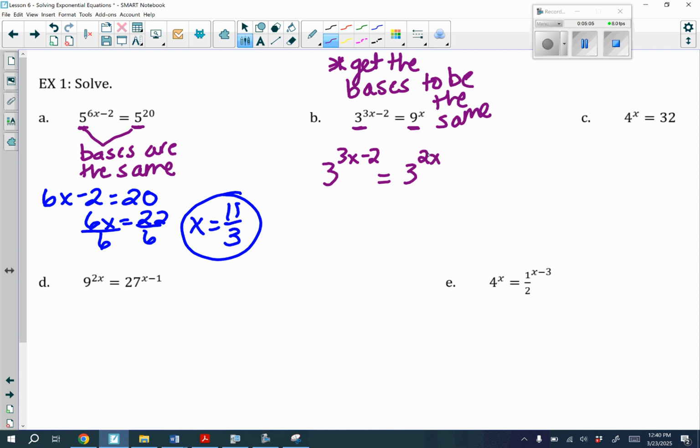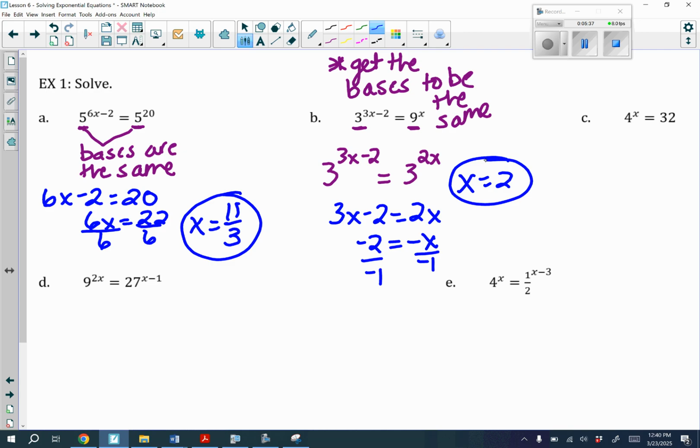Once again, this is very similar to what we did with our inverse properties with logs and exponentials, where we had to rewrite our bases. Now that my bases are exactly the same, I can set the exponents equal to each other and solve. So I take 3x minus 2 equals 2x. Then I'm just going to move the 3x over. I get negative 2 equals negative x. Divide or multiply both sides by negative 1, and so I get x equals 2.